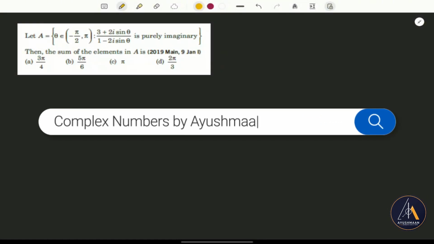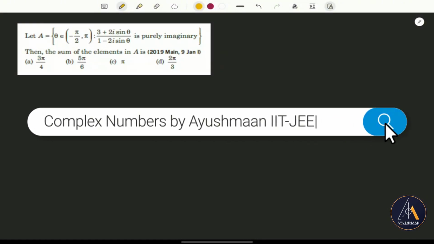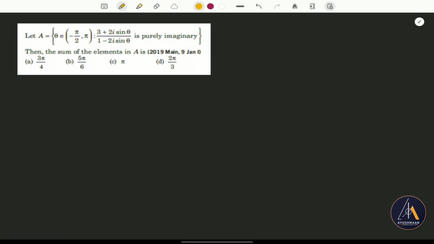तो क्वेश्चन में कह रहा है a is equal to some theta which belongs to minus pi by 2 to 2 pi, (3 plus 2i sin theta) by (1 minus 2i sin theta) is purely imaginary. So we have to find the number of elements and then sum it.